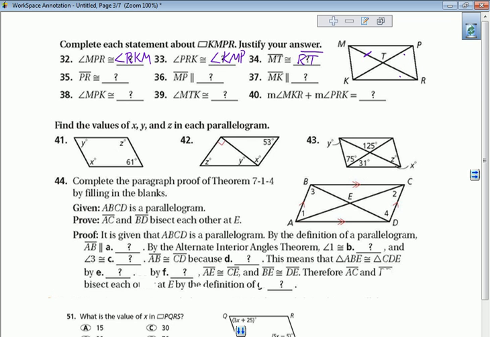PR must be congruent to MK or KM. How do we know that? Opposite sides must be congruent. The next one, MP must be parallel to KR. And we know that because that's part of the definition. We have to have two pairs of parallel lines. MK and PR must be parallel.